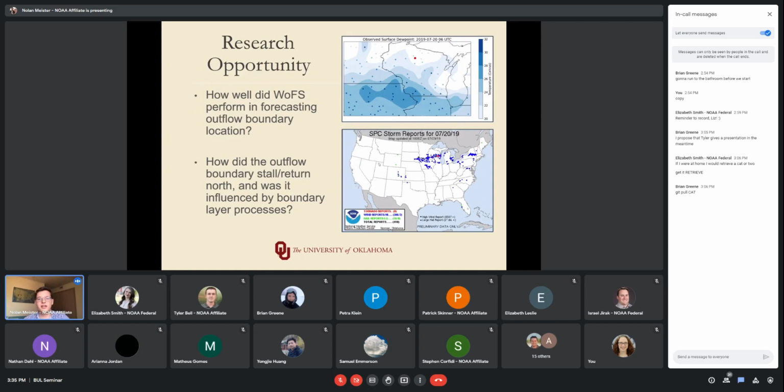So the research opportunity here is to see, did WAFs handle that southward motion and then stall or northward return well? Or did it have issues with handling that? And then why did that outflow boundary not keep flowing south? Why did it stall? And why did it in places return north? And were there boundary layer processes that may have influenced its motion overnight on the 19th to the 20th?